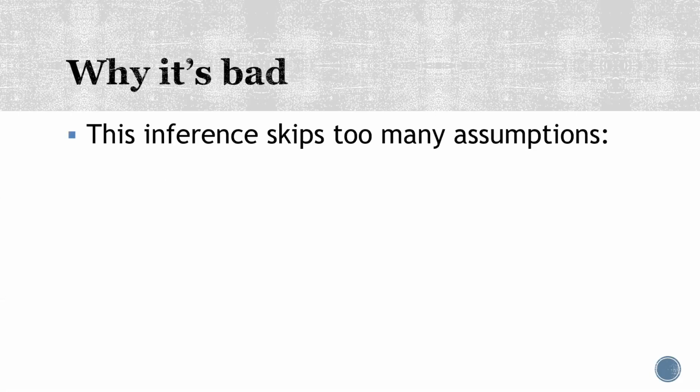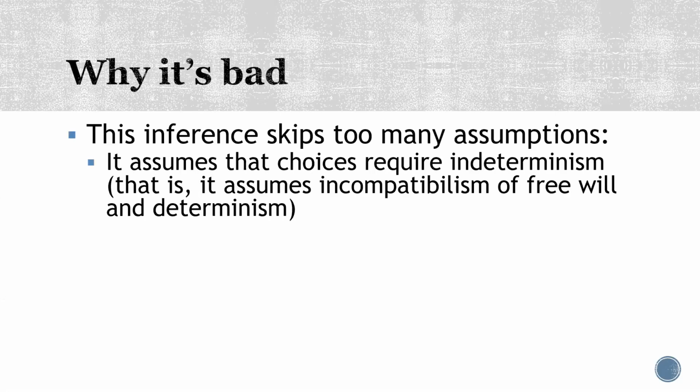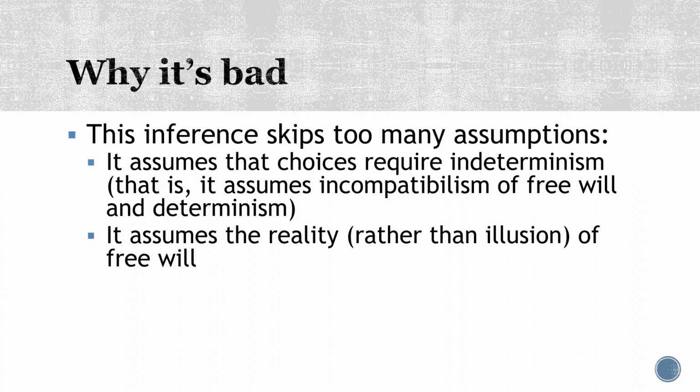Okay, and so here's why the argument is bad. It skips too many assumptions. It builds in too much stuff. First off, it assumes that choices require indeterminism. That is, it just assumes incompatibilism of free will and determinism. Doesn't argue for it, just assumes it. And then it assumes the reality rather than the illusion of free will.